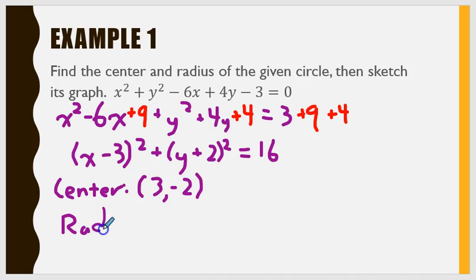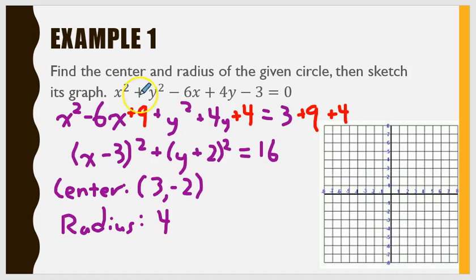And then our radius is just the square root of that number on the other side of the equation. So in this case, the square root of 16 is 4. This is not a case where we're going to write plus or minus 4, because I'm not saying take the square root of both sides of the equation as an algebra step. I'm just saying what is the square root of 16? And the answer to that is 4.